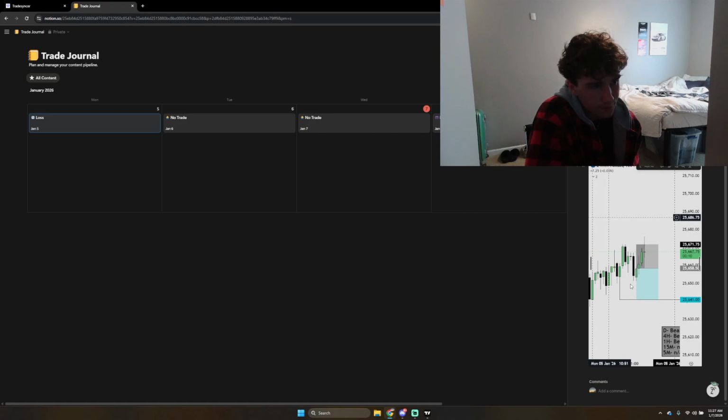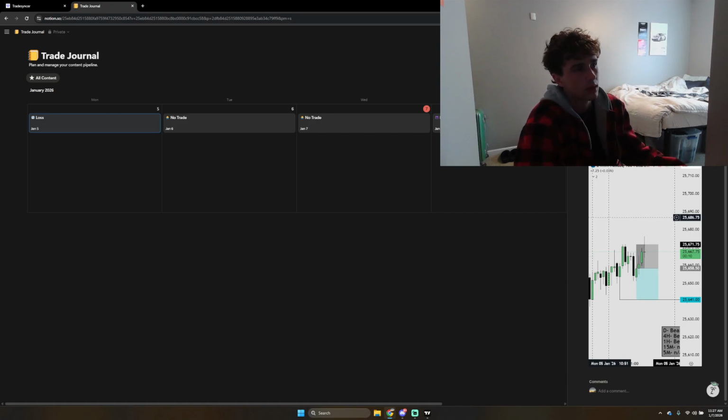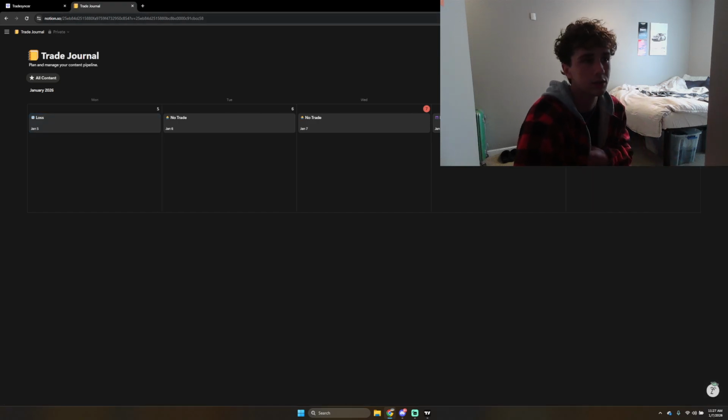And then our Unicorn model, our inverse order block, was on ES, so it's not on the NQ chart. This is just market structure shift, fair value gap, but the Unicorn model is on ES, right there. And then we just lost. It is what it is. It doesn't really matter about the outcome, it just matters about the process.